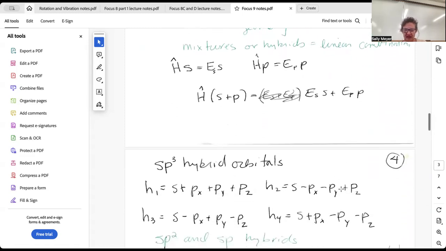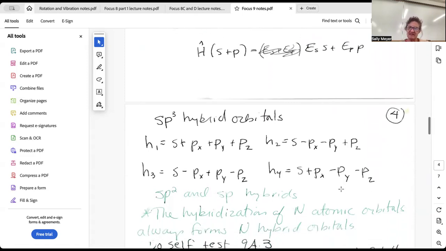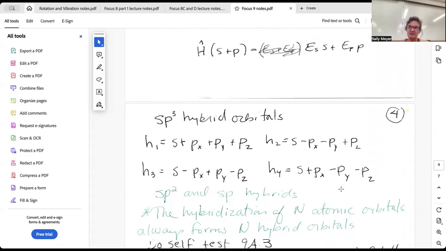And so a linear combination of functions that are solutions to Schrodinger's equation can also be solutions to Schrodinger's equation. And so when we look at the hybrid orbitals, the sp3 hybrid orbitals, there are going to be four of them, h1, 2, 3, and 4. The first one is all the functions added. Second one is some added, some subtracted. And so in different combinations, and you'll see that this allows for the functions to be orthonormal. And we'll look at that in some of your homework.